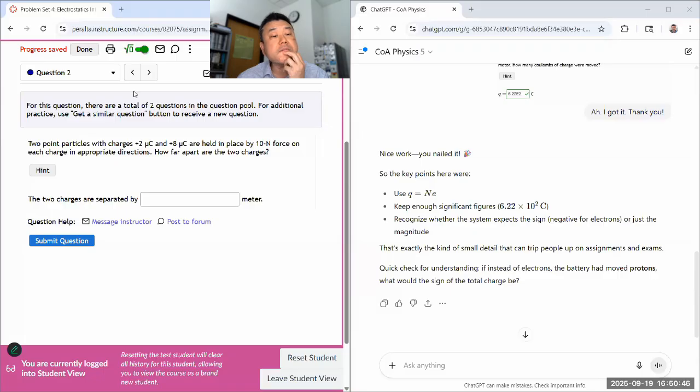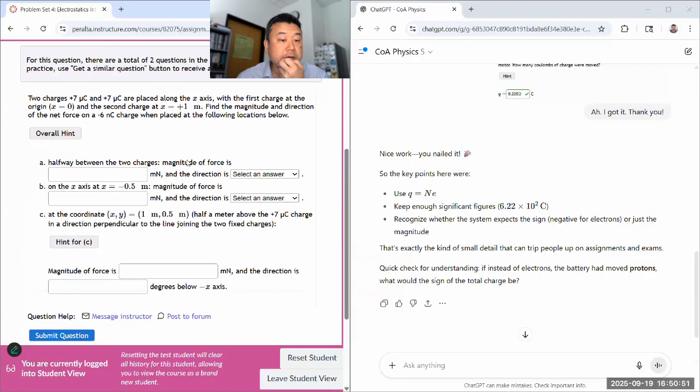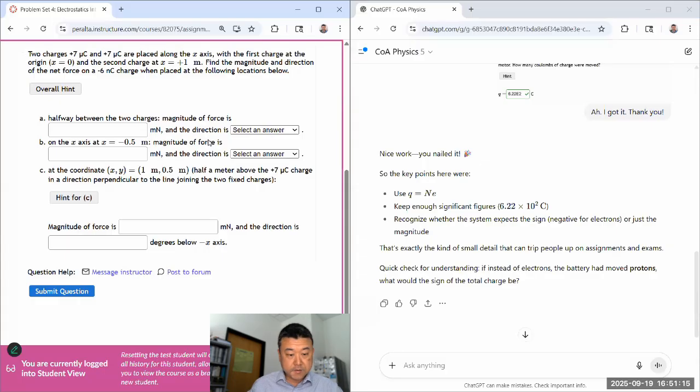Let's see. This is probably on the easier end. Let me find one of the harder questions. So let me imagine someone got A and B right, and they are struggling with the C. Because with the A and B, it's a simple one-dimensional thing, but with the C, I can imagine someone struggling with the vector aspect of it. So let me just put in some work that I can include as part of the prompt.